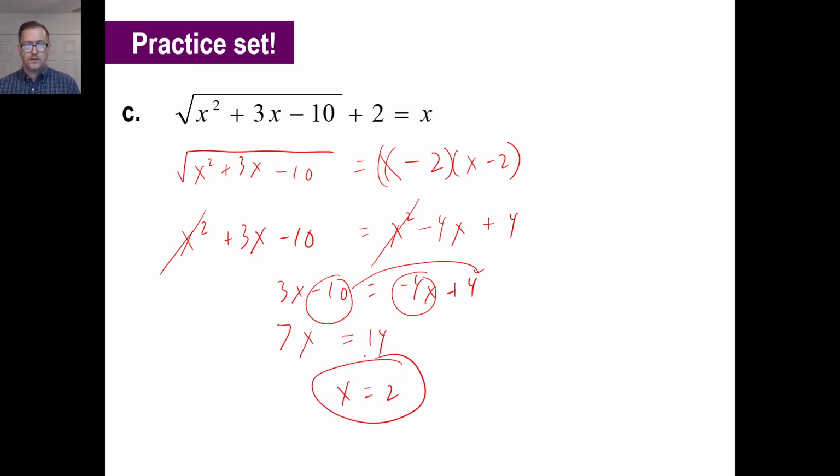But we could be liars. All right, let's try it. We'll just put it in here. The square root of x squared, that's going to be 4, plus 3 times 2 is 6, minus 10, plus 2 equals, x is 2. So 4 plus 6 is 10. 10 minus 10 is 0. The square root of 0 is 0. 0 plus 2 is 2. Yep, works. Okay, that is it.